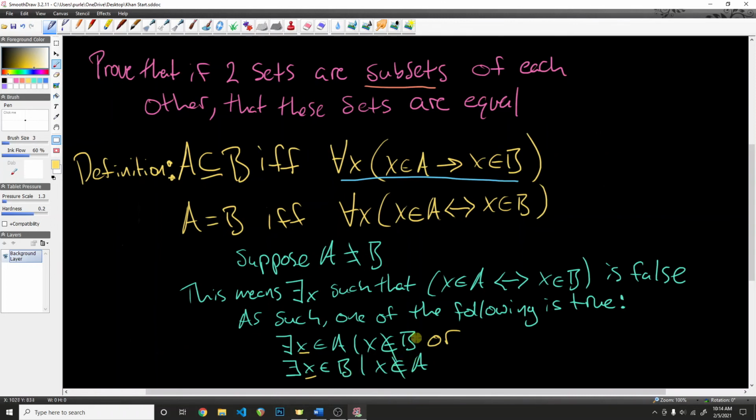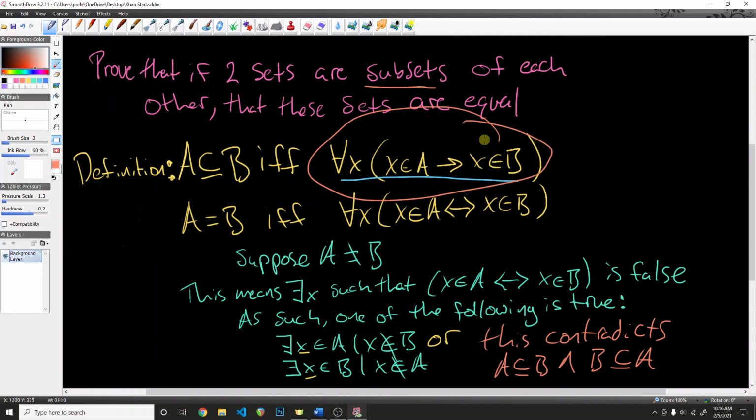And if that's the case, by definition, it cannot be a subset. Either one of these has to not be a subset, or both of them are not a subset. And this ultimately contradicts the definition where we say that A is a subset of B, B is a subset of A. Or if you wanted to write it out like this, I don't have much more room to work with, you can write it out like that. Therefore, it has to be the case that if two sets are subsets of each other, then those sets have to be equal.